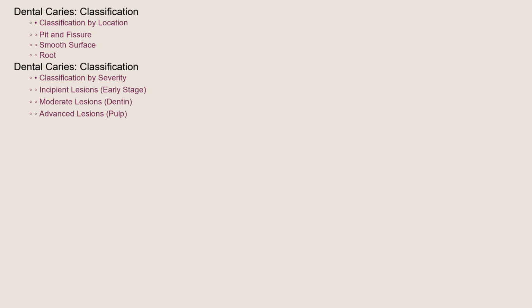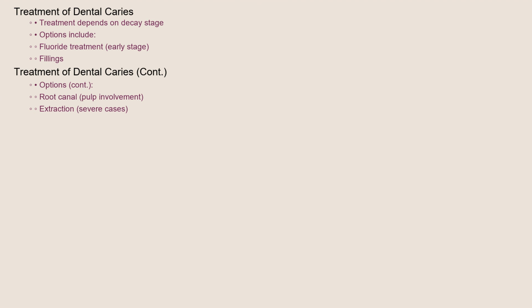While not strictly classified into types in the same way as other diseases, dental caries are often described based on their location and severity. We have pit and fissure caries, which occur on the chewing surfaces of molars and premolars. Smooth surface caries develop on the sides of teeth, often between teeth. Root caries affect the exposed roots of teeth, common in older adults with receding gums. Based on severity, caries can be classified as incipient lesions, early stage, moderate lesions, extending into the dentin, and advanced lesions reaching the pulp.